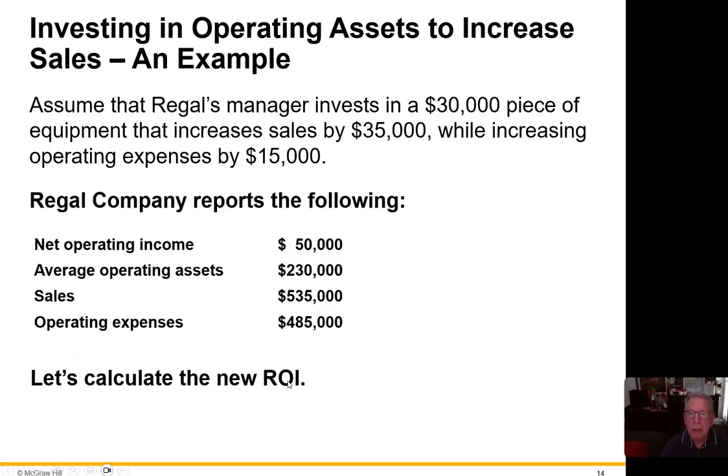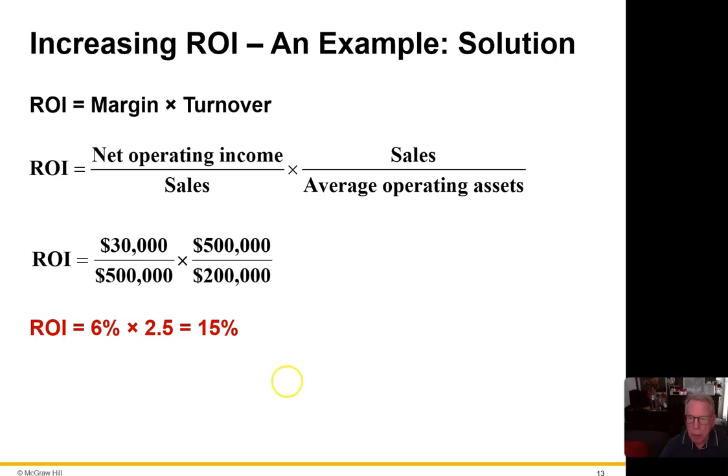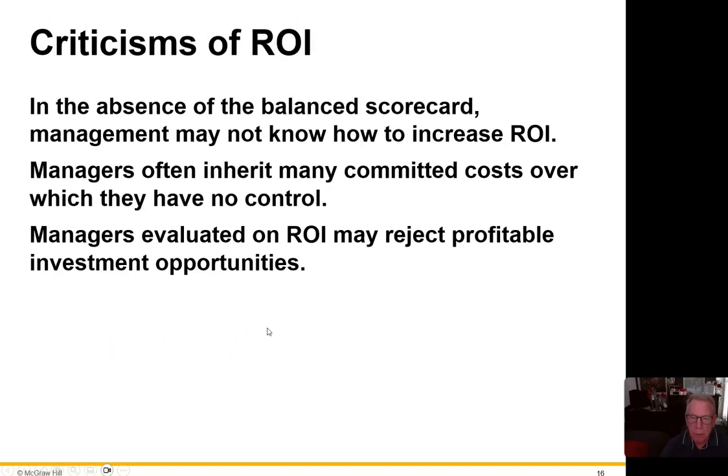So initially we had 15% return on investment, but that increased to 21.8% by pursuing that strategy. Okay, and that 15%, you'll remember we calculated back on the previous slide. That was our original 15%.